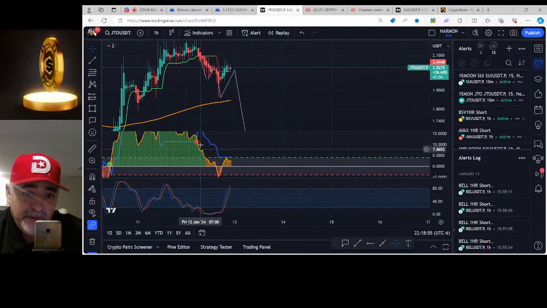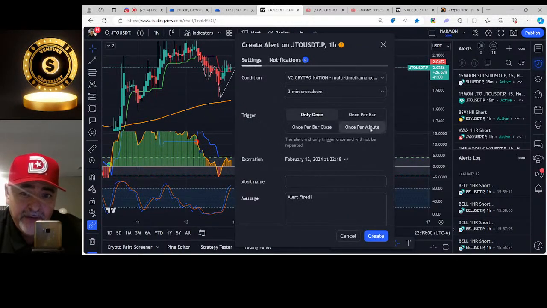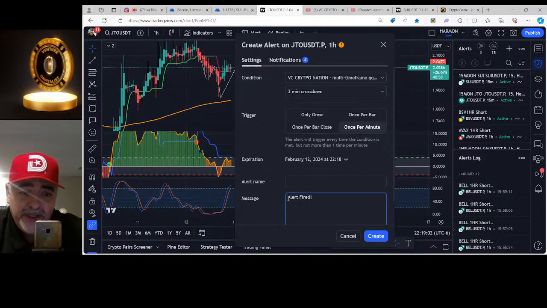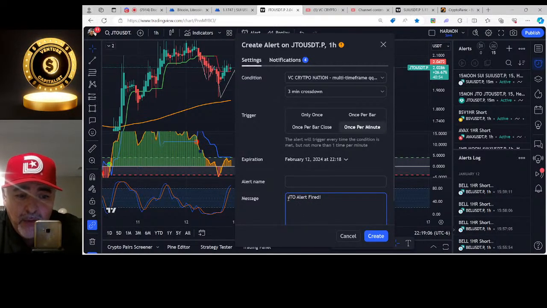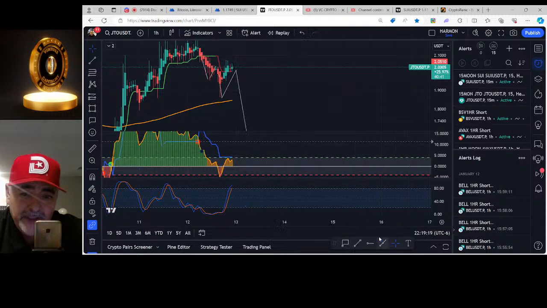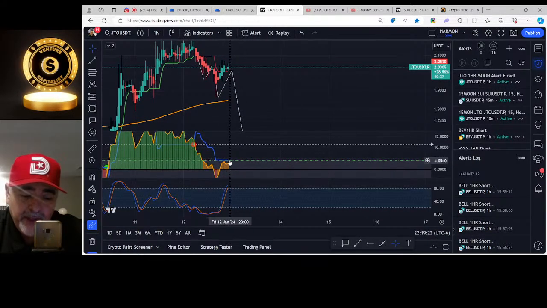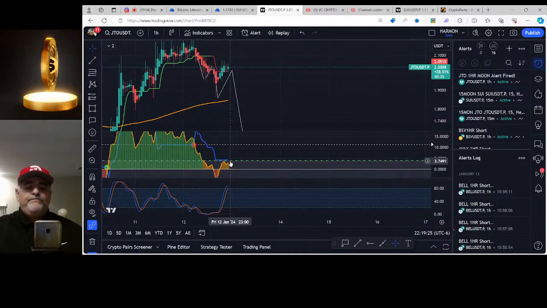So what you can do is let me put a 1 hour moon alert on your JTO, right? So I'll let you know. Right, I put it here, and this is JTO 1 hour moon. And what this is going to let me know is that when the moon crosses and it actually fires up a crossing for the moon, I will let you know, because then we'll go into a long in JTO. So we're probably going to go long here, right?